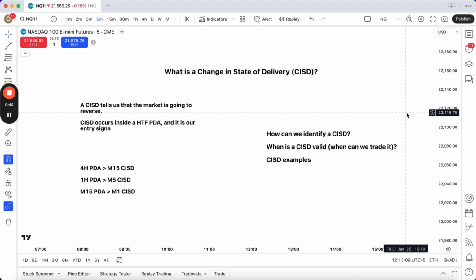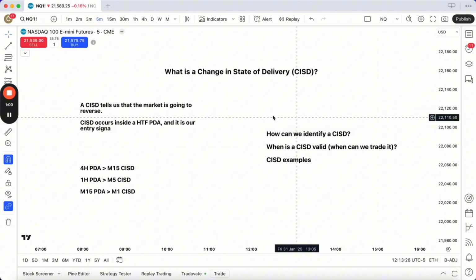So basically, what does a change in state of delivery tell us? A change in state of delivery tells us that the market is going to reverse. It usually occurs inside of a higher time frame PD array, and it's our entry signal. So it's typically our last confluence that we use to enter a trade.